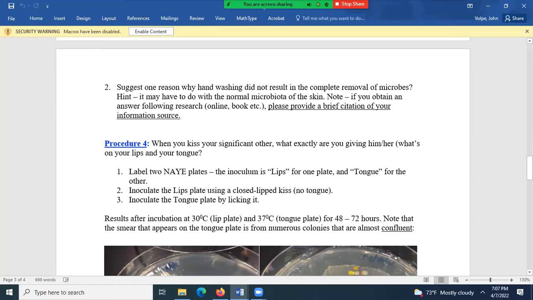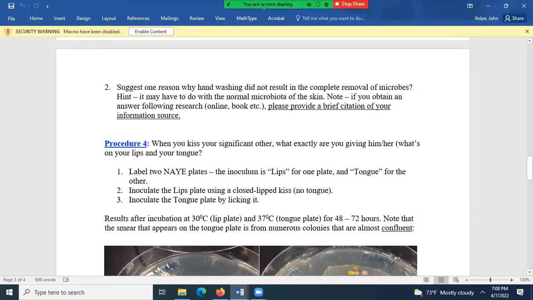If you need to go online, you can answer that. If you know the answer, you could answer it. I don't think that's discussed in the lab module. It has something to do with the normal microbiota on your skin. And if you get your answer doing your research, you should give a citation of your information source.